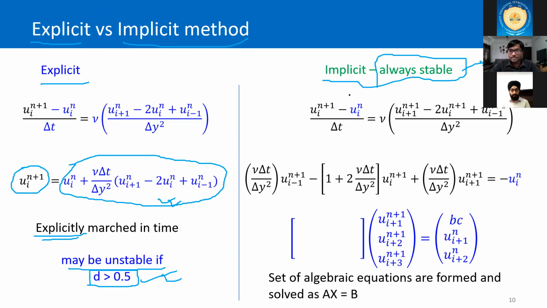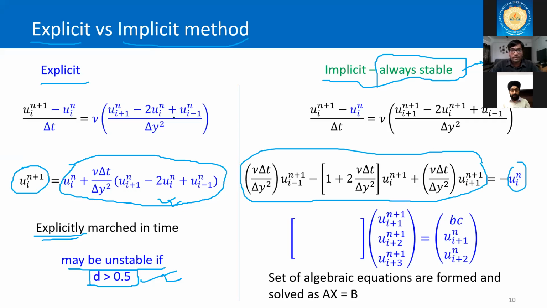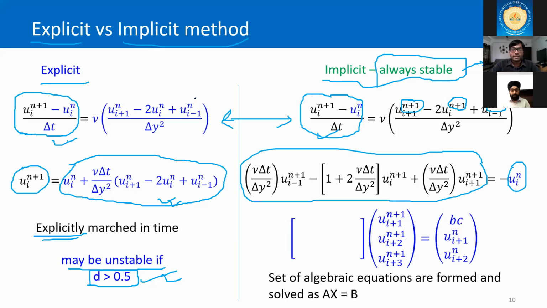In this implicit method, we write the unknown values and the known values in this fashion. So what is the difference? You can see the difference in discretizing the terms here. Your unsteady term discretization is exactly the same, but your dissipation terms will have unknown, time-dependent values, whereas here it was known to us. That is the key difference between these two sets of methods.